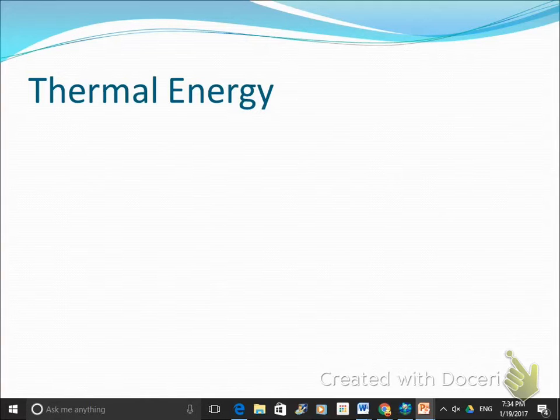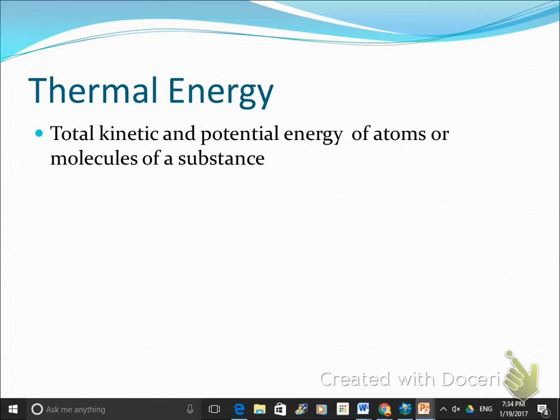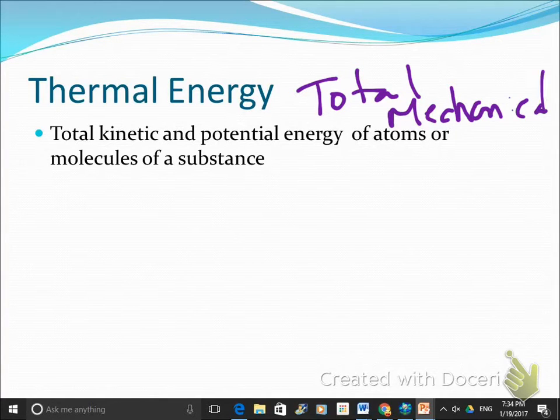First, to start off, we're going to just talk about thermal energy. Now, thermal energy, when you read through the definition, you're going to recognize it's very similar to what we refer to as total mechanical energy. So if you remember that from topics 3 and 4, when we talked about total mechanical energy, we were combining both our kinetic energy and our potential energy together.